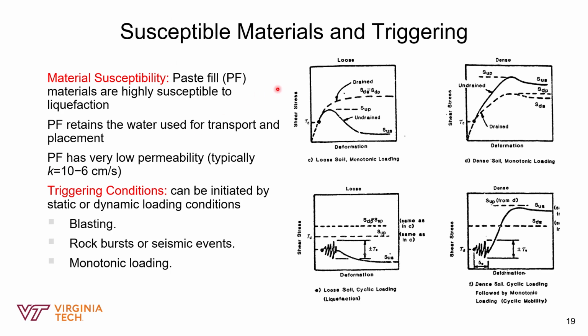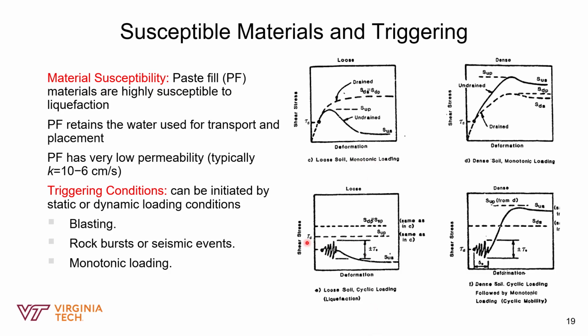So we have 2 material types under different loading conditions that we want to use to explain this liquefaction. First we have loose soil, and then dense soil. And for the loose soil, we have the monotonic loading and then the cyclic loading.